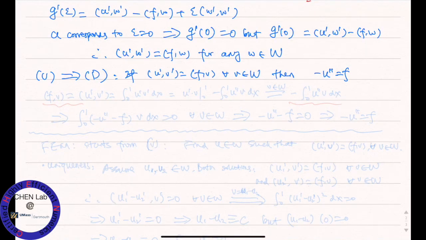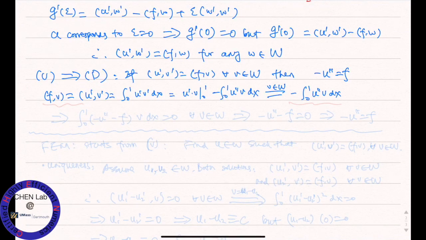The trick here is again integration by parts. We know that the integral of u prime v prime, if you do integration by parts, is u prime times v evaluated as the difference between 0 and 1, minus the integral from 0 to 1 of u double prime v dx. Given v is in the space W, this is just equal to negative the integral from 0 to 1 of u double prime v dx. And from the assumption, we know this is equal to f of v.